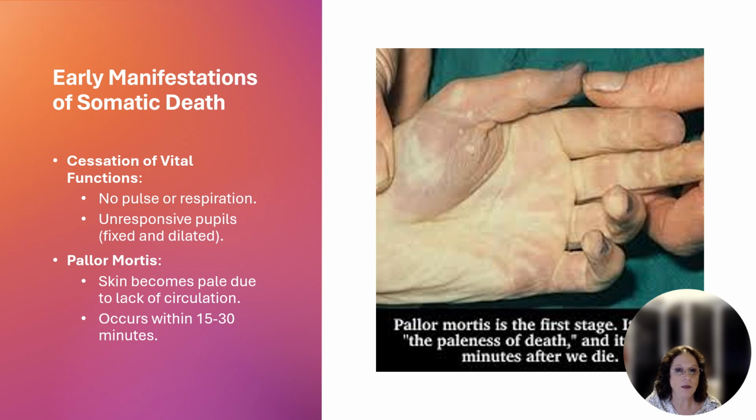So early on in death, you're going to see no pulse, no respiration, unresponsive pupils, they're fixed and dilated. In your health assessment class, you guys are going to be learning how to use lights and look at pupils to see if they're fixed or they're dilated. And this is one of the ways that you're going to use that as a nurse. Their skin goes through what's called pallor mortis, where it becomes very pale. Why? They have no circulation, so no blood is getting there. And this actually occurs within 15 to 30 minutes of death.